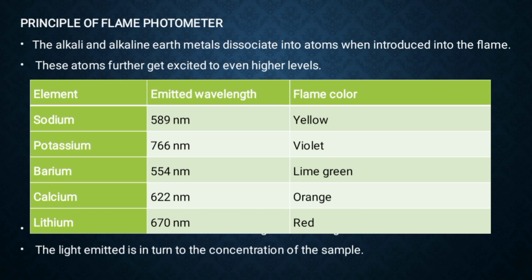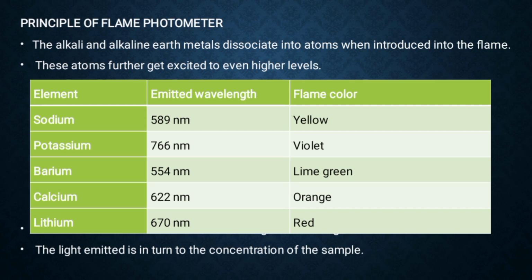These atoms emit radiation when returning back to the ground state. This radiation generally lies in the visible region of the spectrum. Each of the alkali and alkaline earth metals has a specific wavelength. The intensity of the emission is directly proportional to the number of atoms returning to the ground state, and the light emitted is proportional to the concentration of the sample.